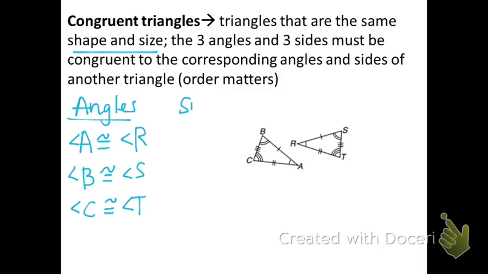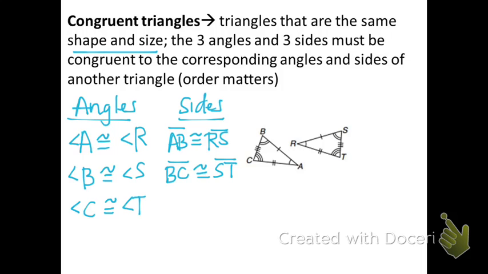Our sides that we would show would be AB. Because I started with A on my second triangle, I need to start with R. So AB is congruent to RS. We have BC, that would be congruent to ST. And then our last side, AC, will be congruent to RT.